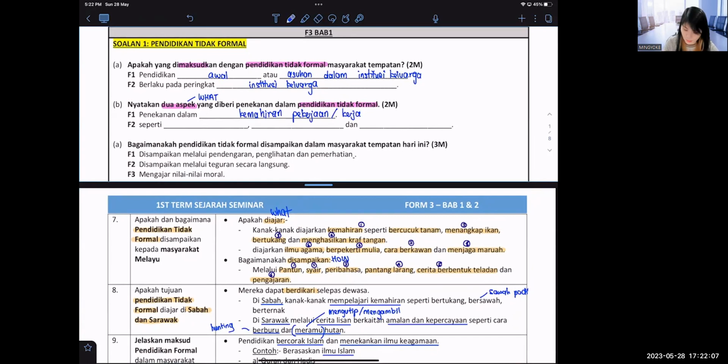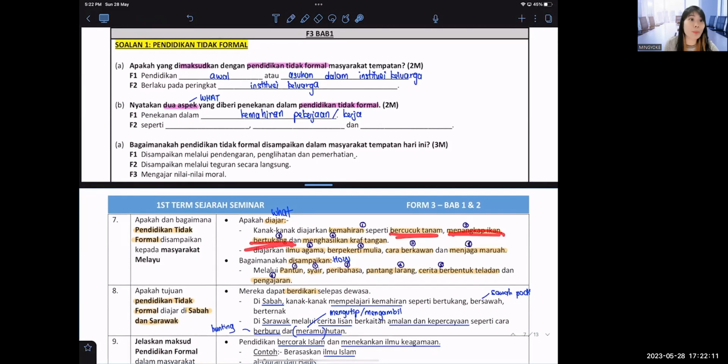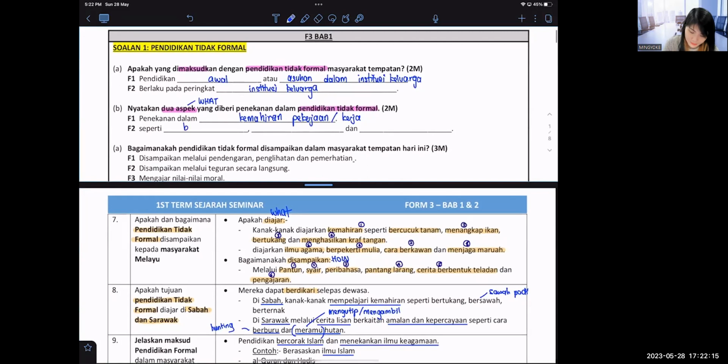Then after that, seperti what? You see here? Bercucuk tanam, menangkap ikan, bertukang, menghasil kraft tangan. You write down lah, seperti bercucuk tanam. Bertukang. So, go and practice. Dan menghasilkan kraft tangan.